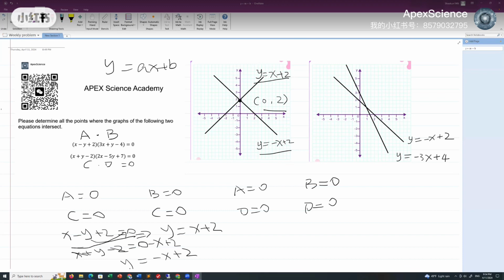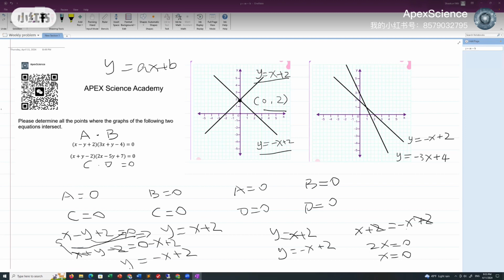Of course, we can also solve this by using a system of linear equations. How do you do that? We know that y equals x plus 2 and y equals minus x plus 2, right? So we will just replace y with x plus 2 in the second equation, which means x plus 2 equals minus x plus 2, right? And then we move this x to this side, we will have 2x, and this 2 plus 2 will be cancelled. So that's why x equals 0.